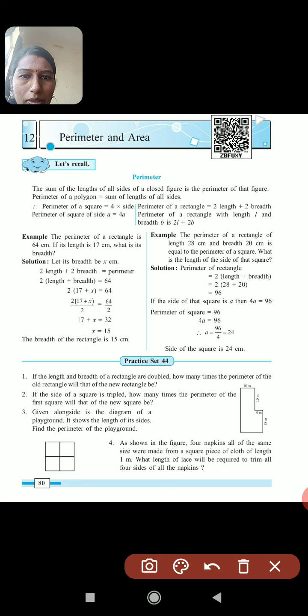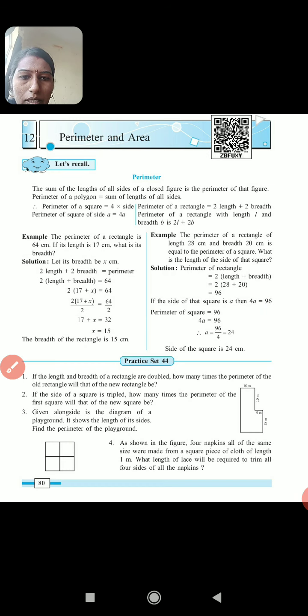Now if the side of the square is A, then 4A is equal to 96. If the perimeter of the square is 96, then you can find out its side. So 4A is equal to 96, therefore A is equal to 96 divided by 4. So here 24 is the side of the square. Problems like these are in practice set 44, and we will discuss them one by one.